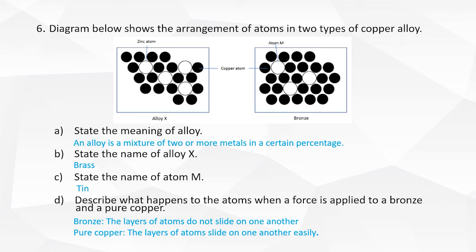For bronze, which is an alloy, the layers of atoms do not slide on one another. This is because an alloy is formed when different sizes of foreign atoms are mixed with the pure metal. This will disrupt the orderly arrangement of atoms in a pure metal and make the layers of atoms in an alloy difficult to slide over each other when force is applied. However, for pure copper, the layers of atoms slide on one another easily, since the same types of atoms inside it are all the same size and in orderly arrangement.